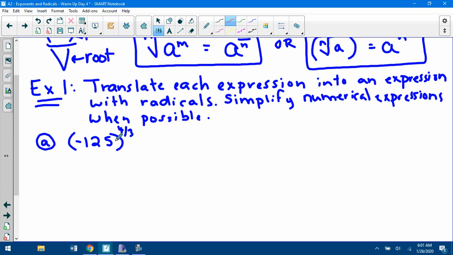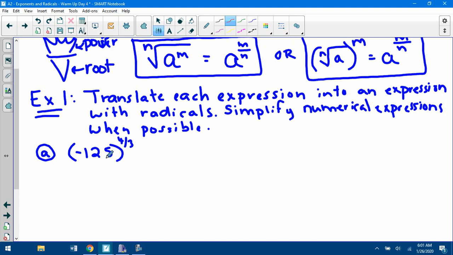Okay, so if I want to translate this into an expression with radicals, this is the same as saying what root. So it's the third root, because that's the thing on the bottom. So the bottom of the exponent is the root, the cube root of negative 125. And then the exponent is the 4. Now again, that exponent can go inside or outside. Putting the 4 right here, do you know negative 125 to the 4th power off the top of your head? I definitely don't. So I think it's easier a lot of times to put that on the outside. So that's an expression with radicals.